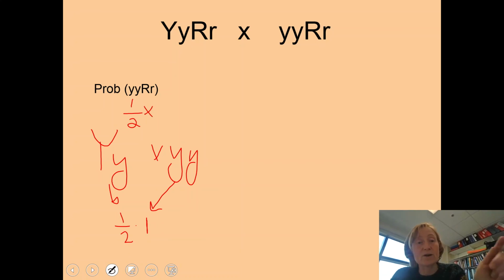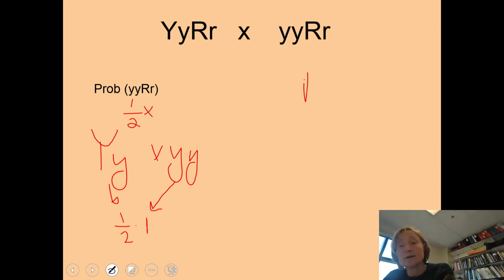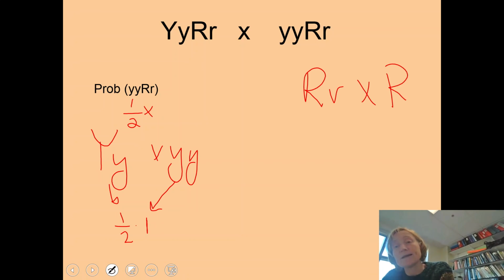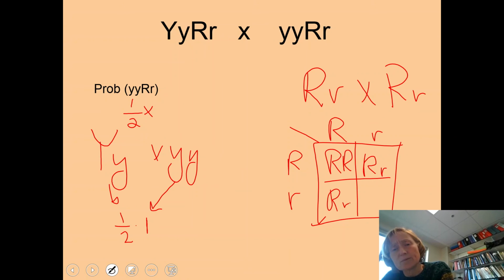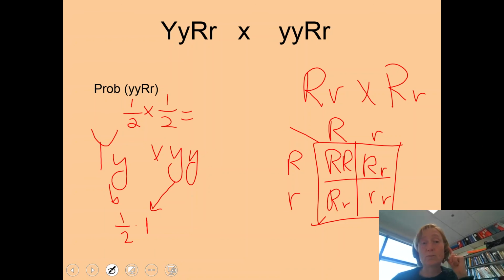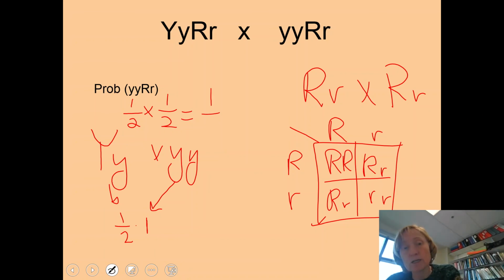Now all we have to do is figure out the probability of getting big R, little r from these R parents. Again, this is our monohybrid cross, and we should be able to remember these. What's the thing we're trying to look for? The probability of being heterozygous? Yeah, 2 out of 4, or 1/2. What's the total probability of getting an offspring with the genotype little y, and big R, little r? 1/4.